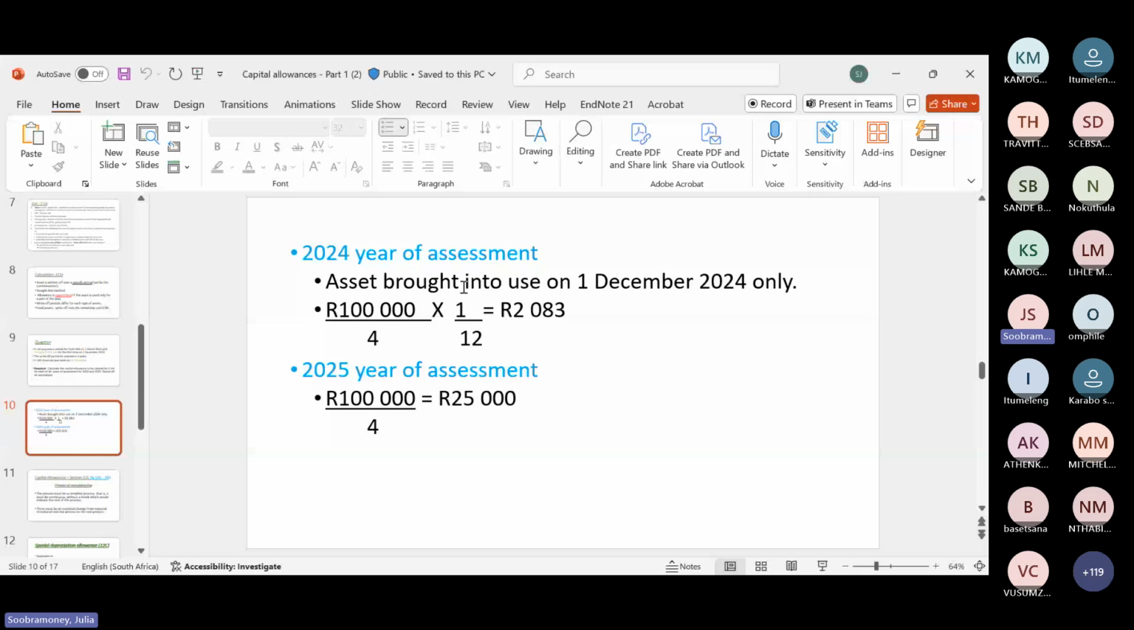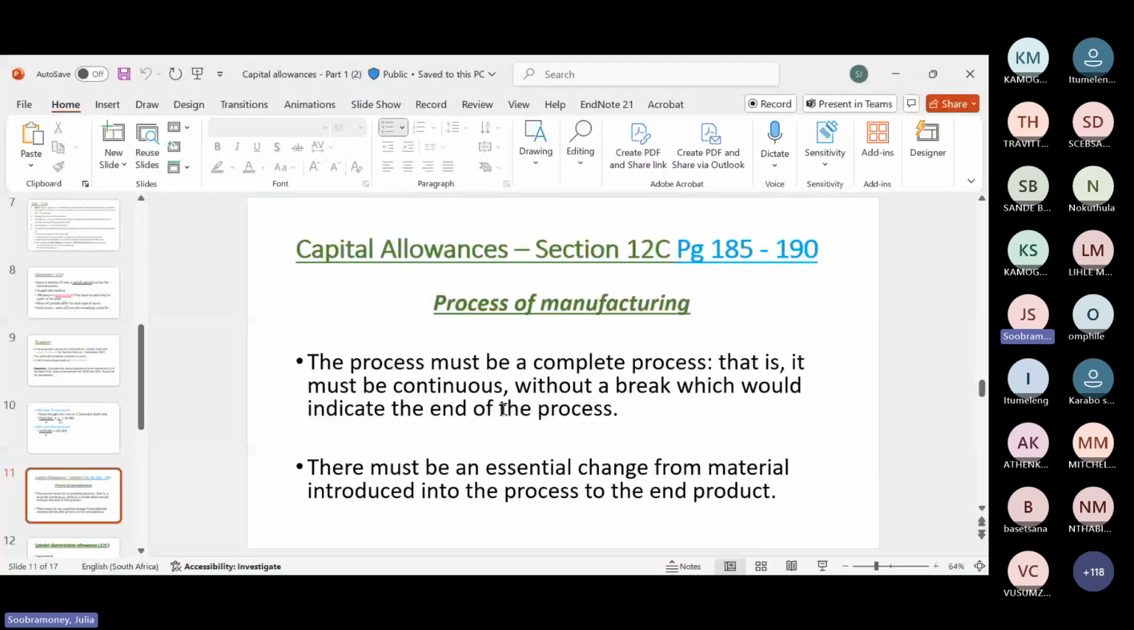Okay, so some students like working in years, some students like working in percentages. You get to the same answer. Okay, and that is section 11E, guys. It is a very basic section. If I have to summarize it for you, it is very, very simple.